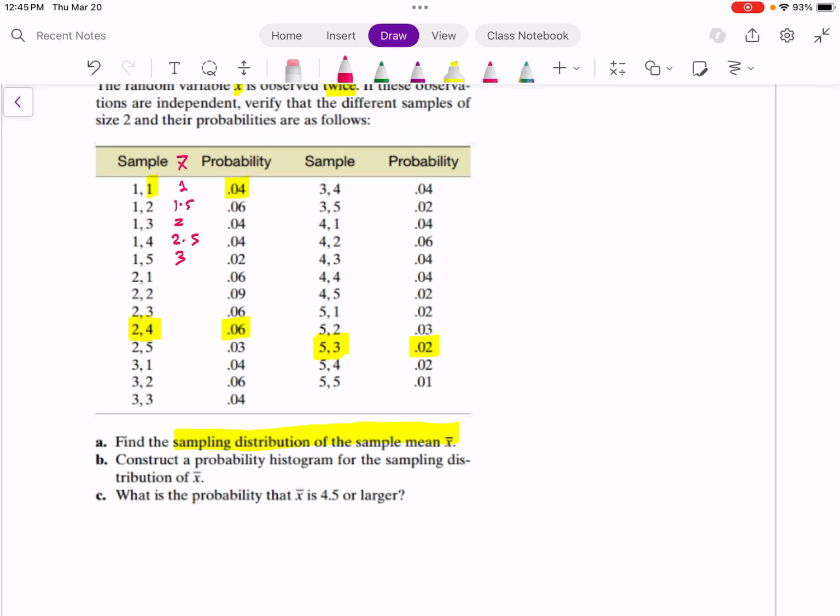2 plus 1, 3. 3 divided by 2, 1.5. 2 plus 2, 4 divided by 2, 2. 2 plus 3, 5 divided by 2, 2.5. 2 plus 4, 6 divided by 2, 3. 2 plus 5, 7 divided by 2, 3.5.